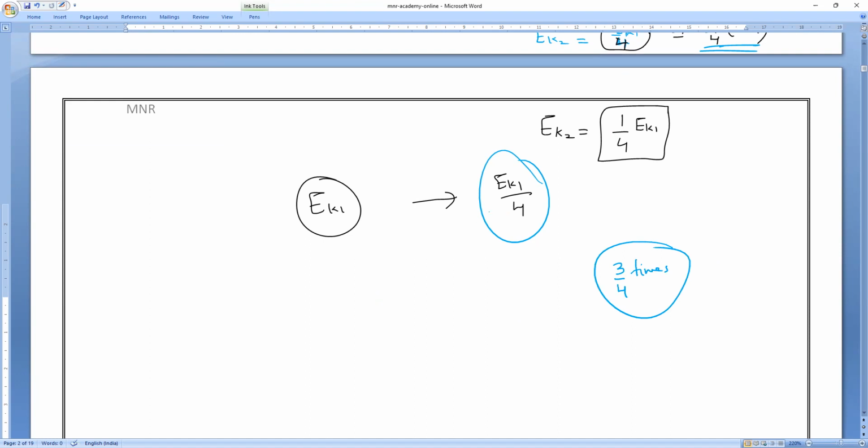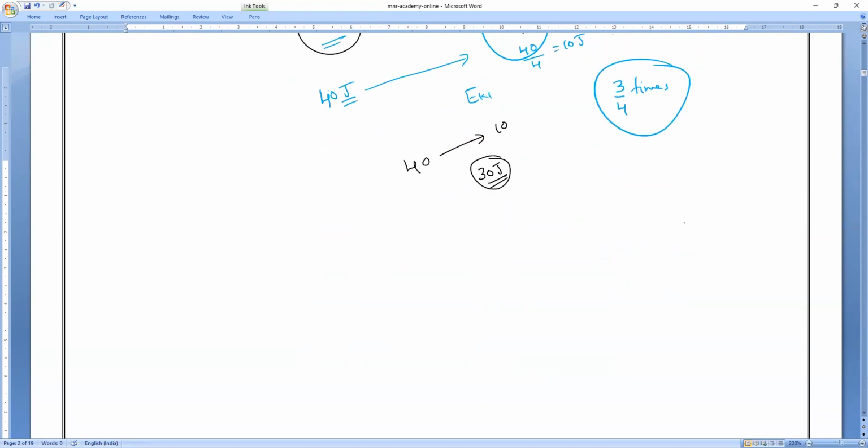How? For example, imagine initially you are having 40 joules of kinetic energy. Now the final kinetic energy becomes 40 divided by 4, which equals 10 joules. What is the loss of energy? From 40 to 10, how much has it decreased? 30 joules.